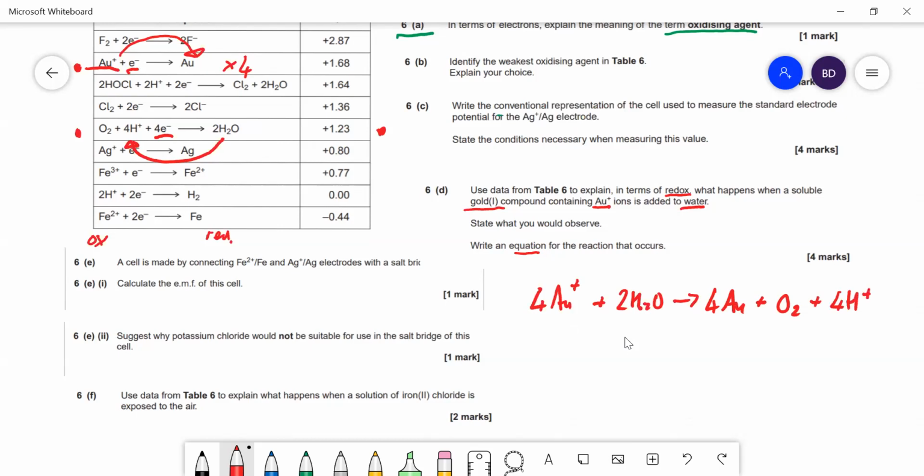So what would you see? Well, you'd see a precipitate of gold, and you've got oxygen there, so you'd also see some fizzing, some effervescence. Okay, that's what you'd see.